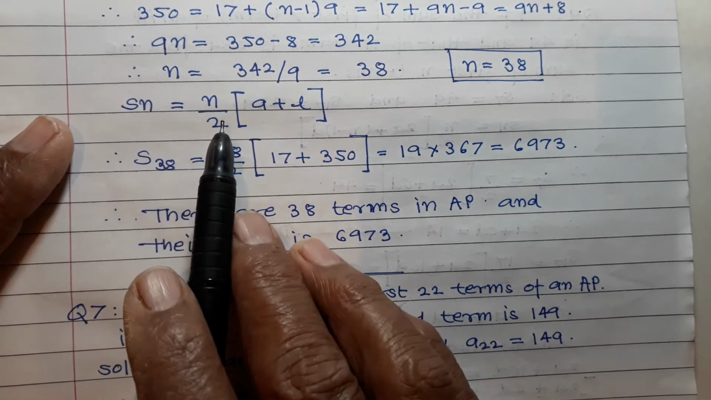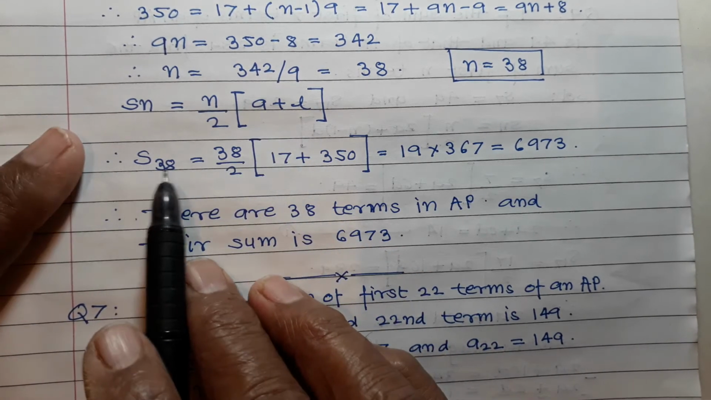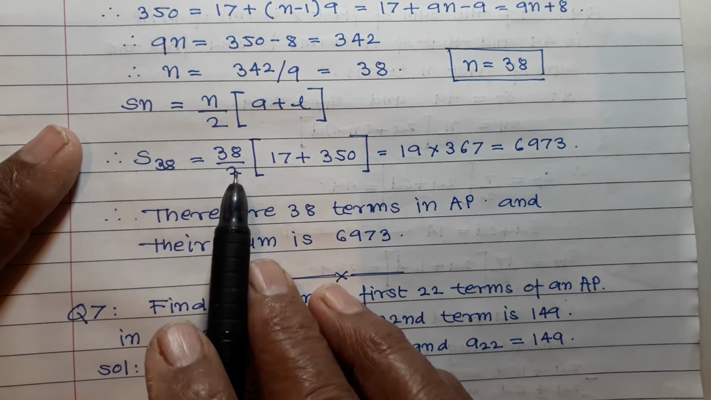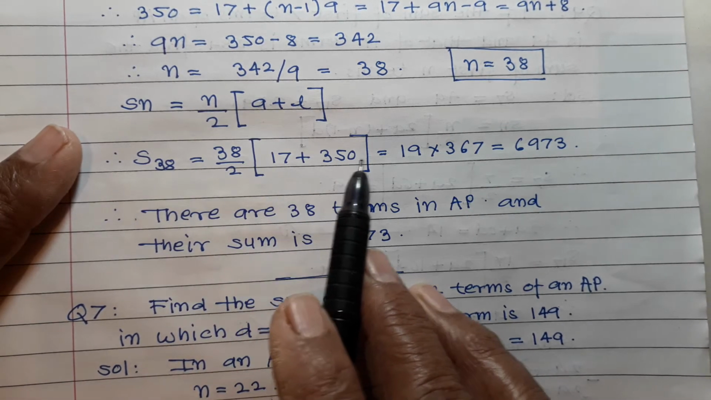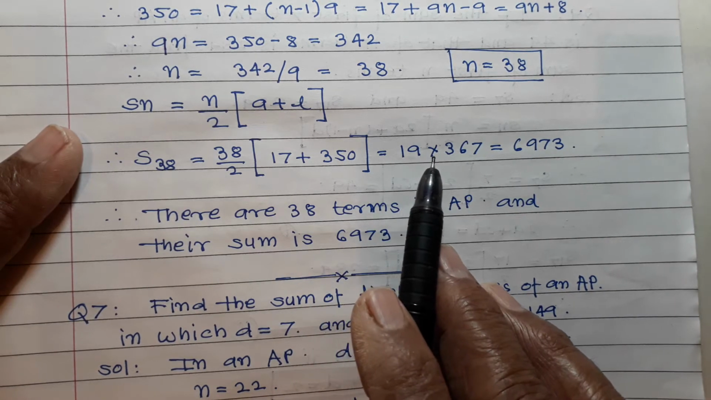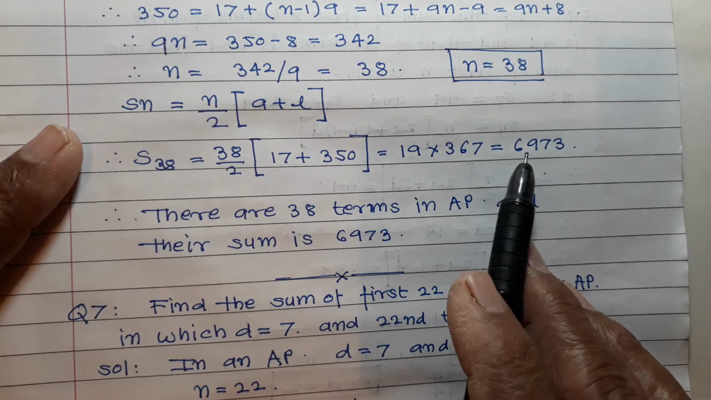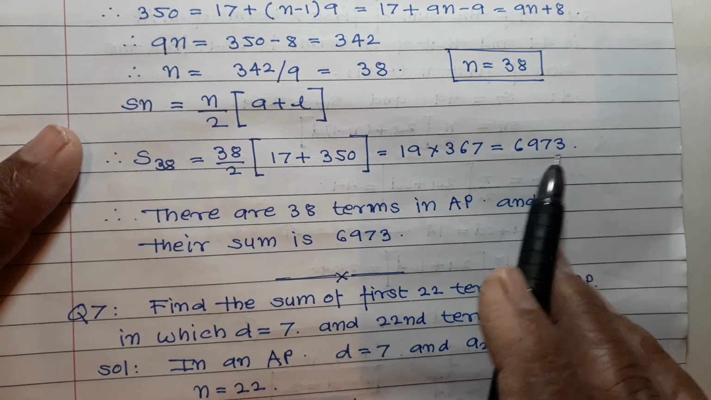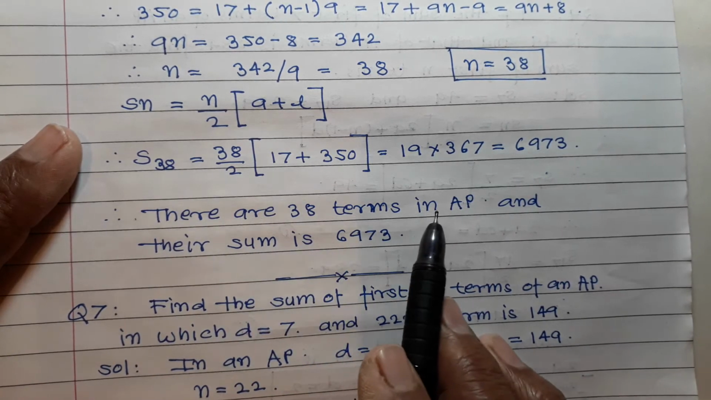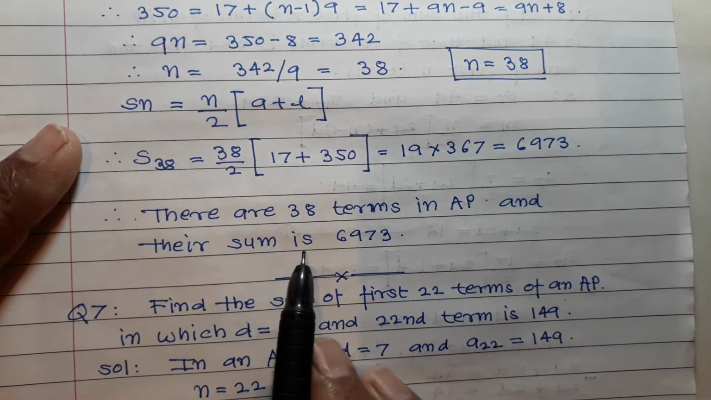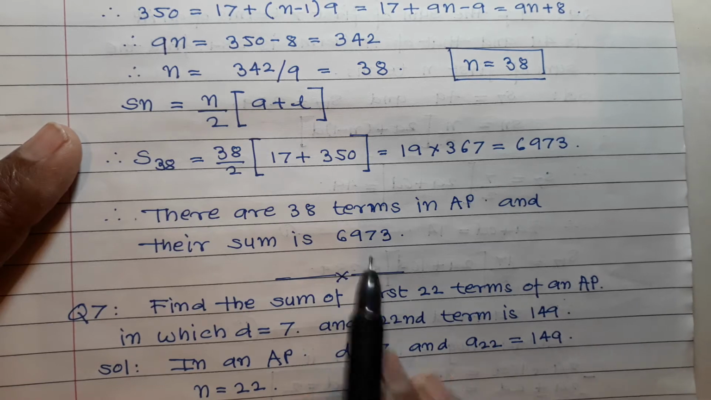S_n is equal to n upon 2 into bracket a plus l, and therefore S_38 is equal to 38 upon 2 into bracket 17 plus 350, and is equal to 19 into 367 is equal to 6973, and therefore there are 38 terms in the given AP and their sum is equal to 6973. Okay.